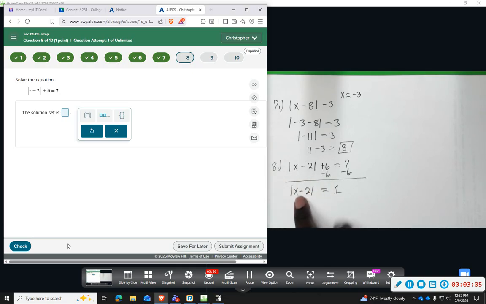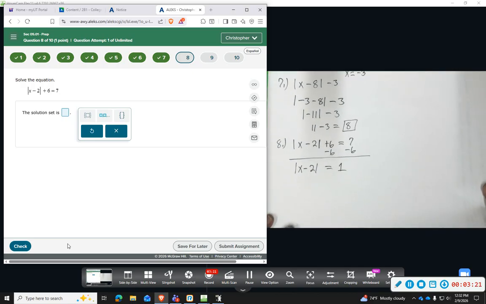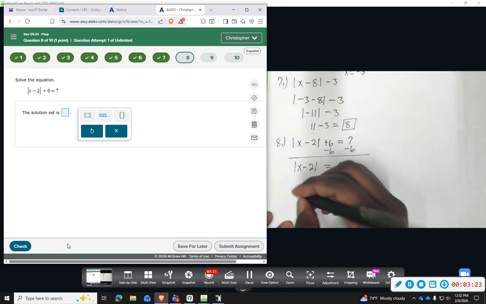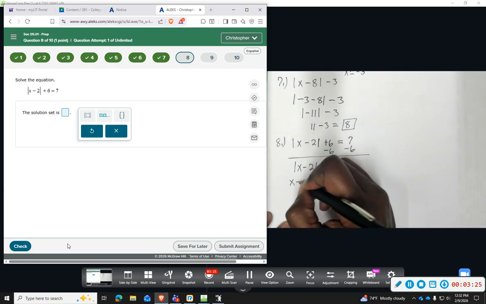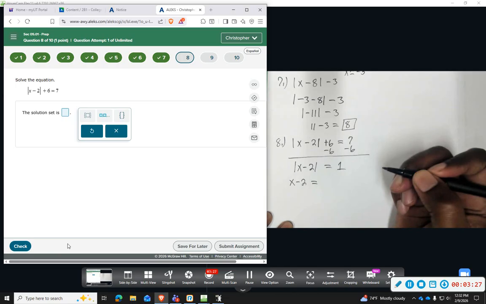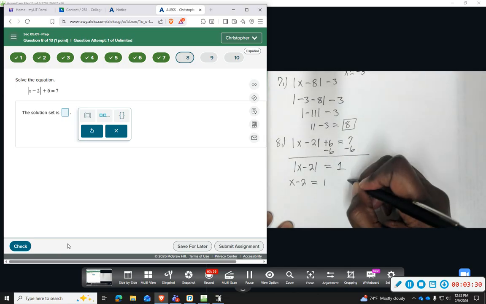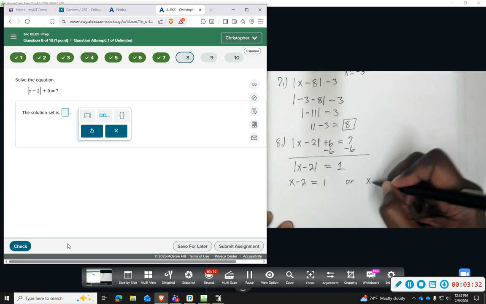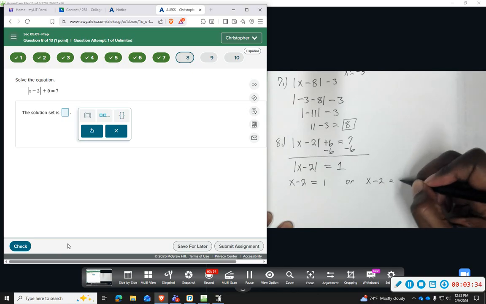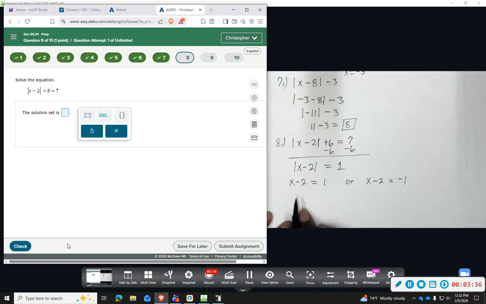So after you have the absolute value isolated, you're going to focus on the inside, and you're going to let that equal the positive and the negative of whatever this answer is. We're going to work 2 problems and have 2 solutions. So that is saying this inside part, x minus 2, is going to equal 1, or x minus 2 is going to equal negative 1. And then we'll solve for x.